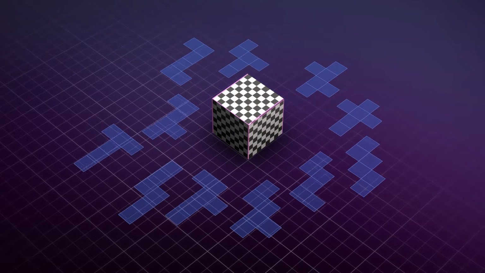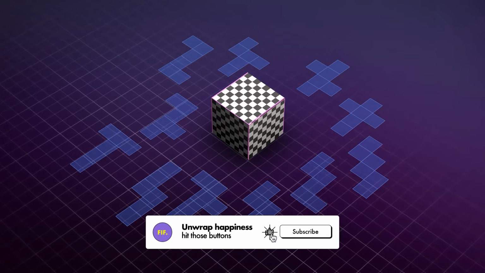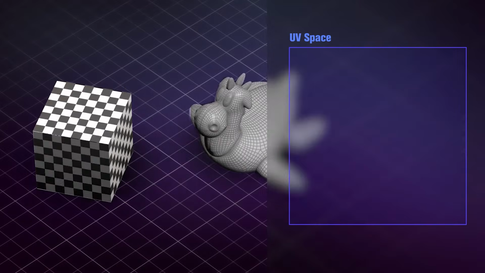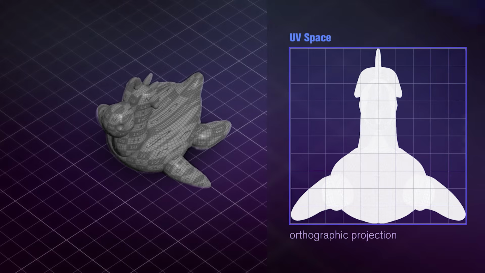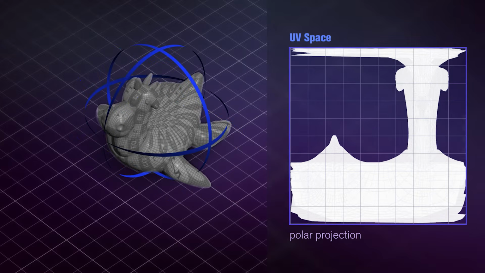your model. For something simple like our cube here, there are only a handful of ways to unfold it, 11 distinct patterns to be exact. But for more complex geometry, we need smarter approaches. We can use different projection methods like orthographic, cylindrical or polar mapping, but these often introduce stretching and unwanted overlapping.